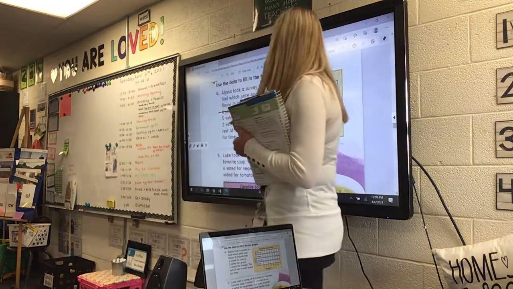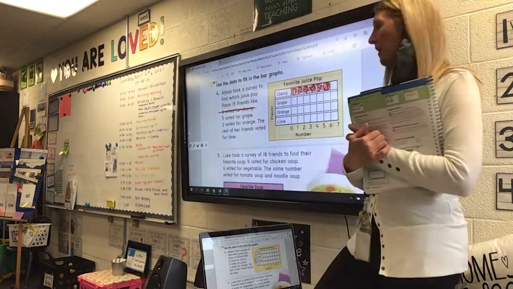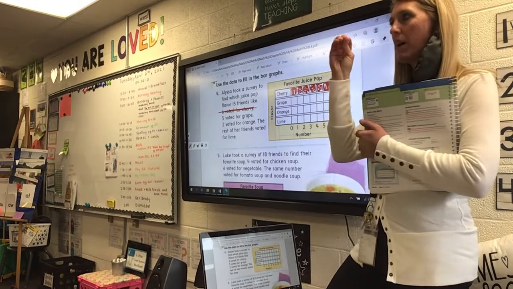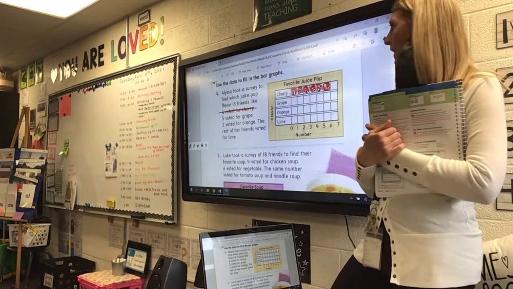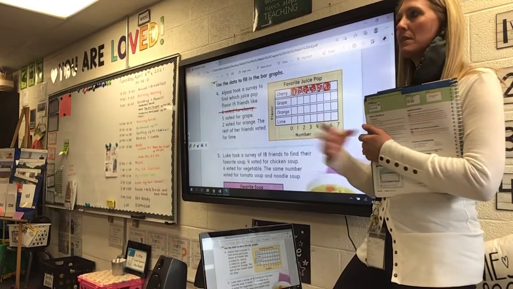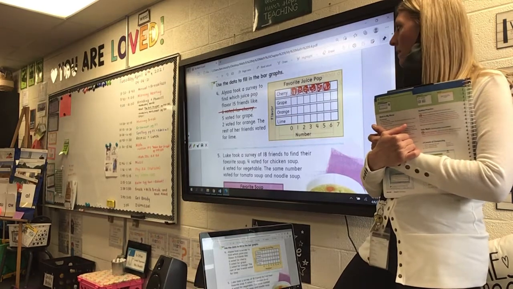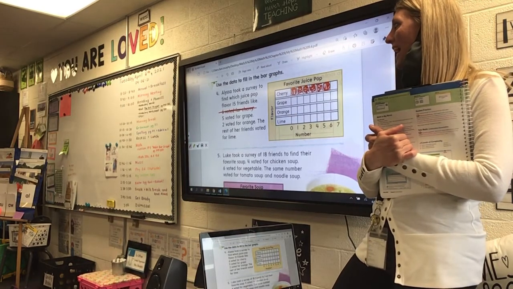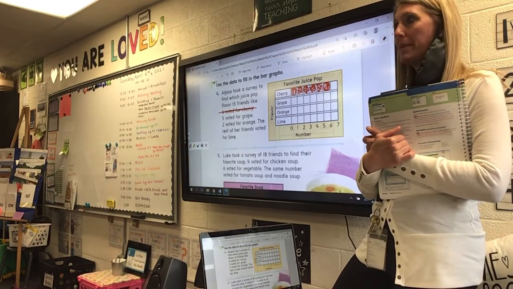Okay, Mrs. Murphy's gonna cross it off. I already got 6 voted for Sherry, and I have my 6 bars colored on my bar graph. And this bar graph's going horizontal again. Now, the next one says 5 voted for grape.